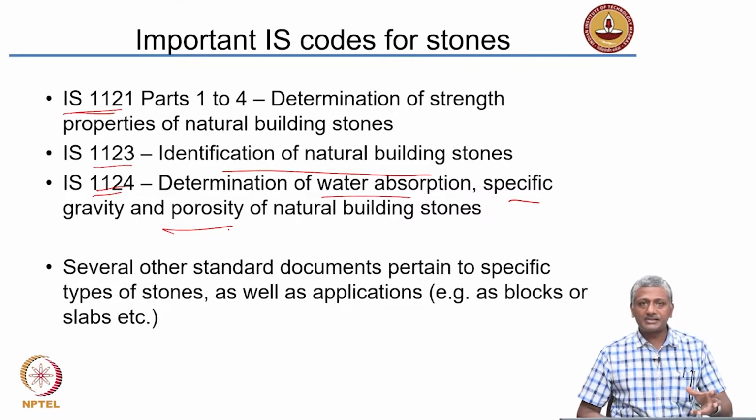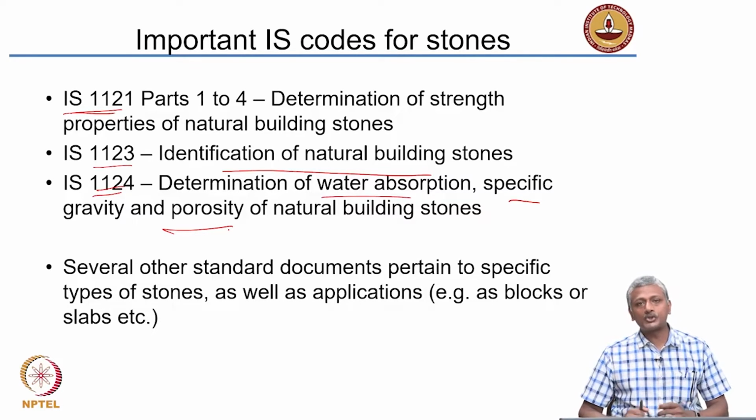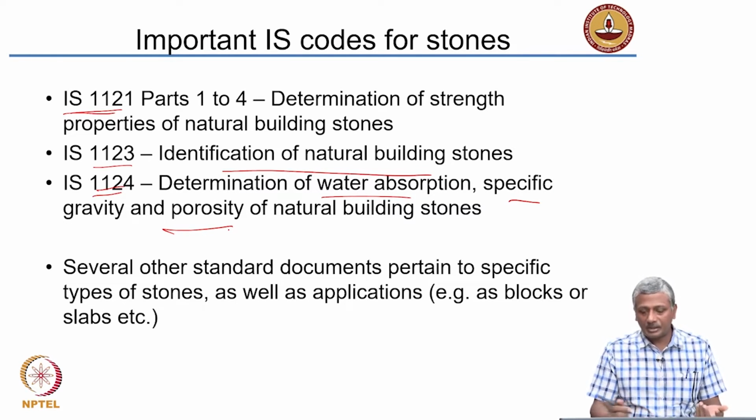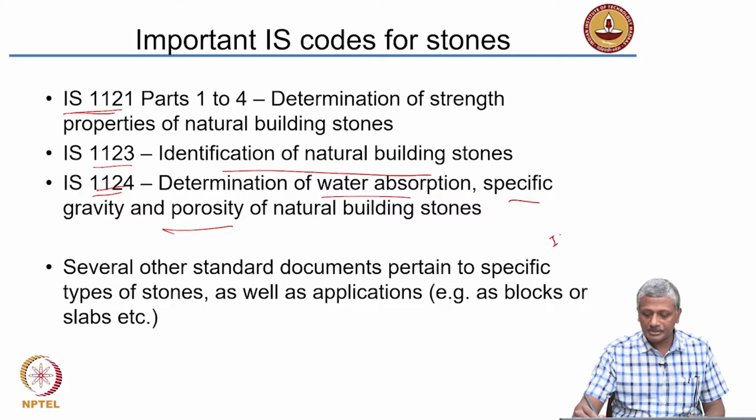Now apart from these guiding documents, you also have documents covering individual types of stones. For example, sandstone to make slabs is covered in very specific standards. There is a standard for laterite specifically. Okay, I think the laterite standard is IS 3620. That's the laterite standard.